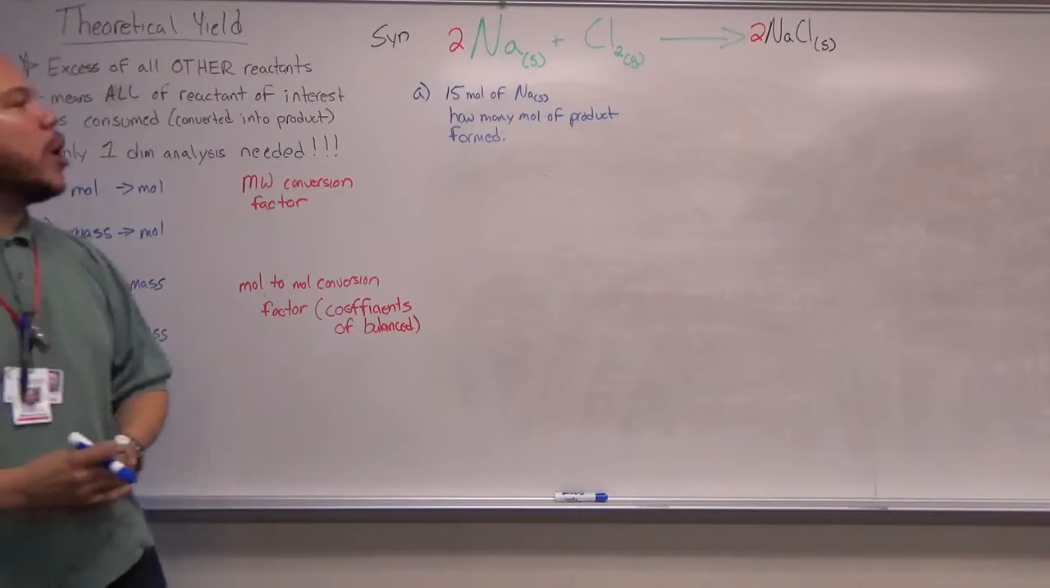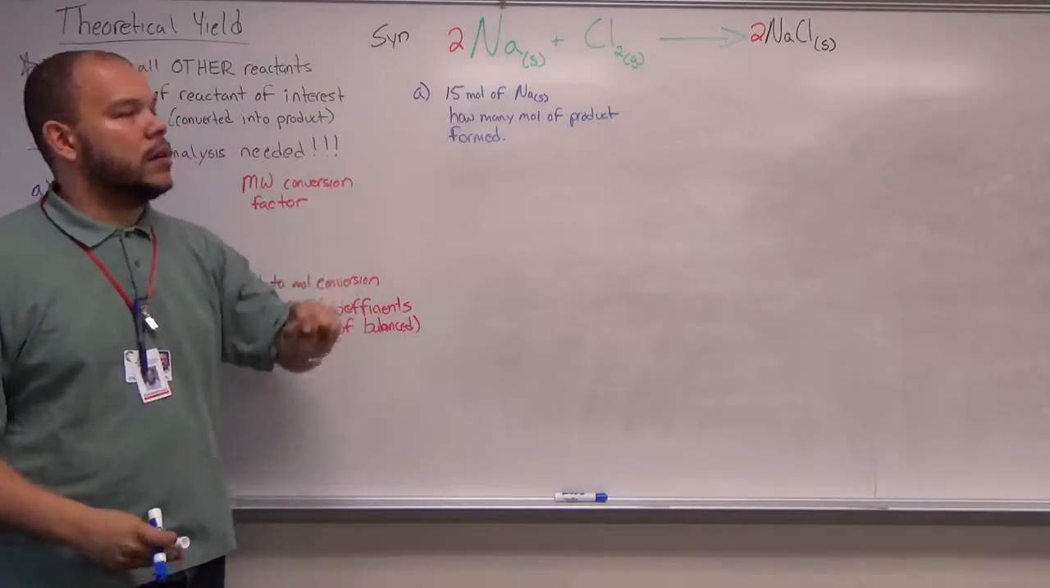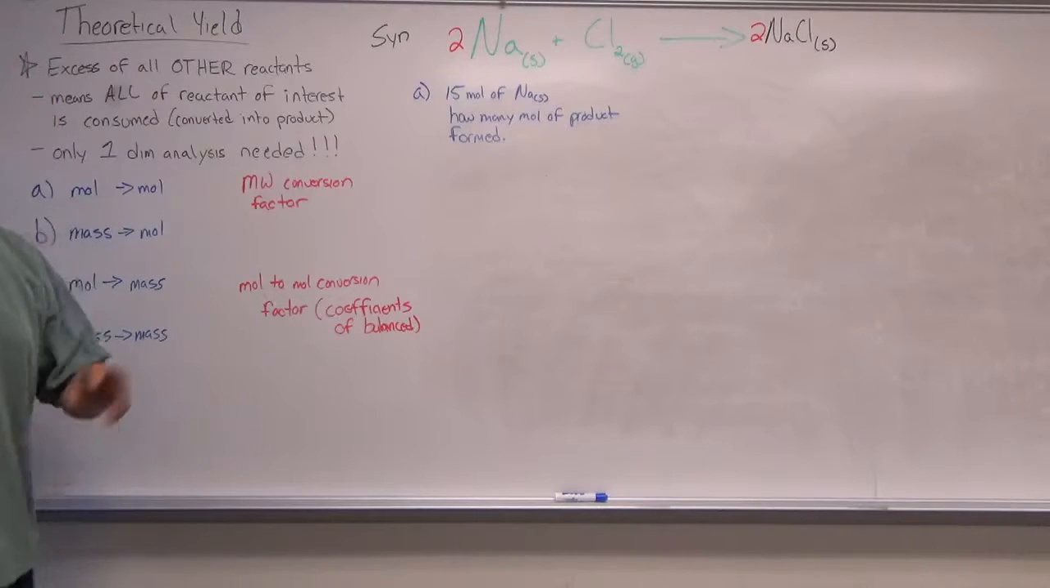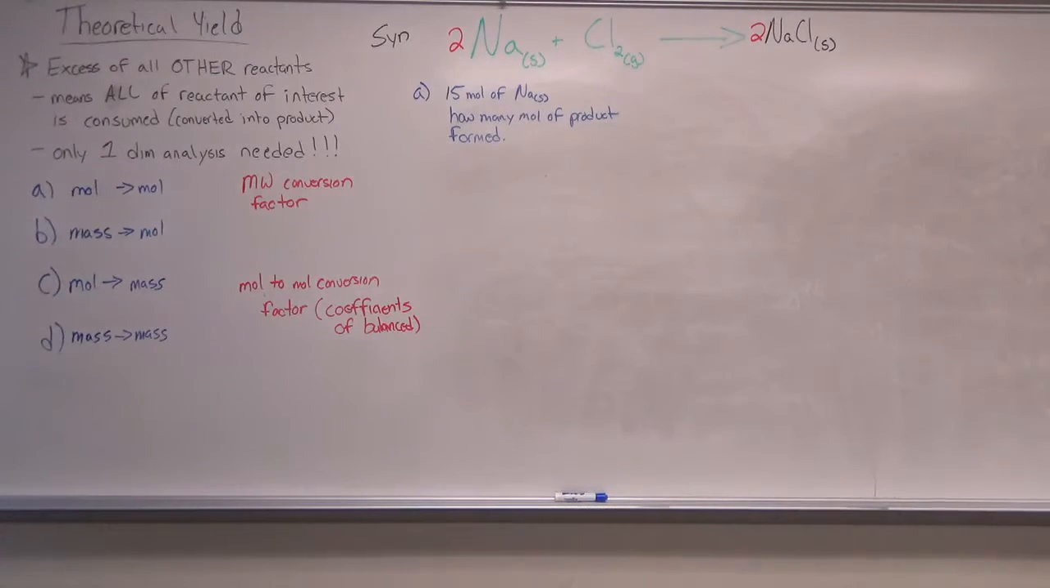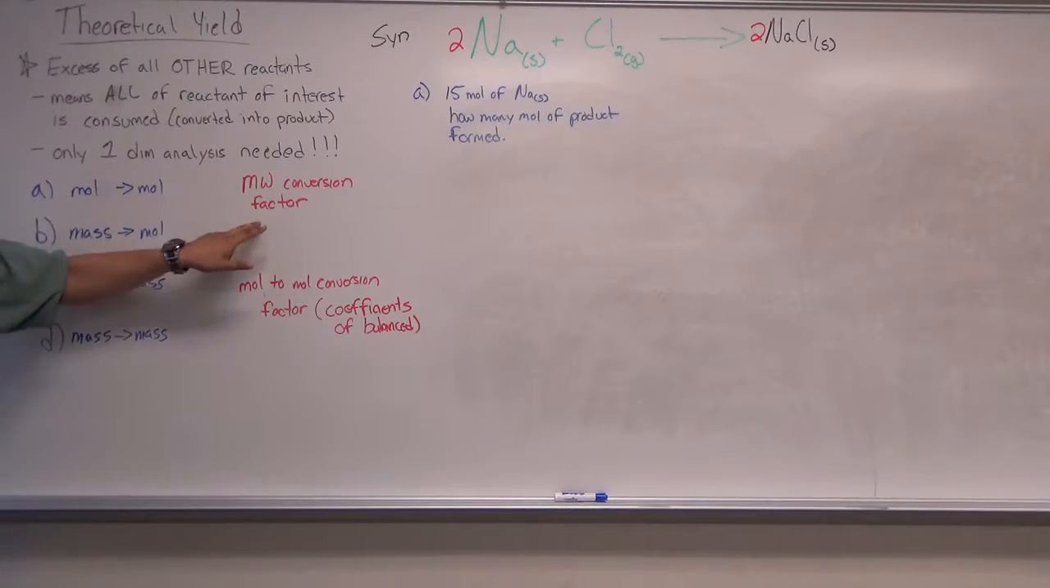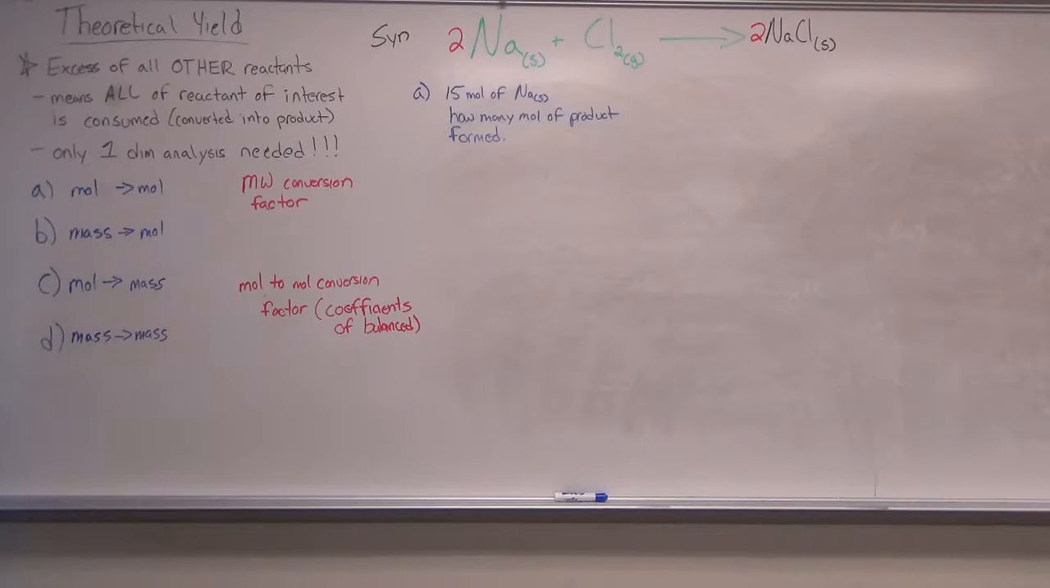And we want to be able to go from moles of a reactant to moles of a product. Which one of these conversion factors has to be used? Mole to mole. There's nothing in this question about mass. Therefore, we need not to use this at all. Molecular weight conversion factors involves moles and mass. Mole to mole, because we're being asked to go from mole to mole.